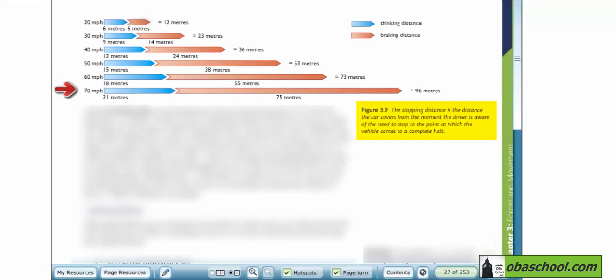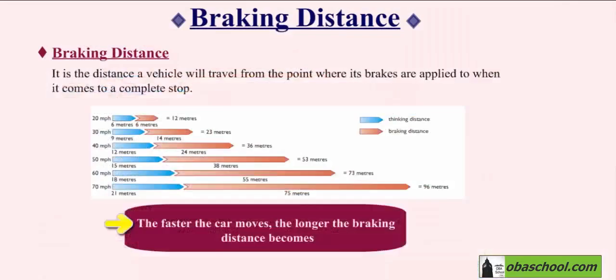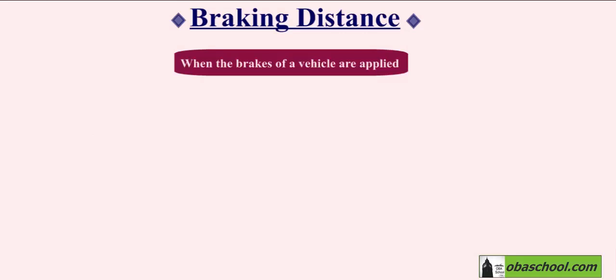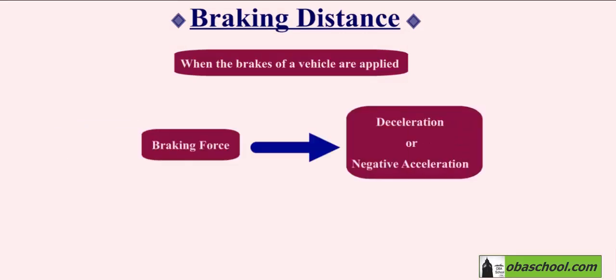And we can see that as the speed increases, the braking distance also increases, since the faster the car moves, the longer the braking distance becomes. Now, when the brakes of a vehicle are applied, the braking force will increase. So we'll have deceleration or negative acceleration.